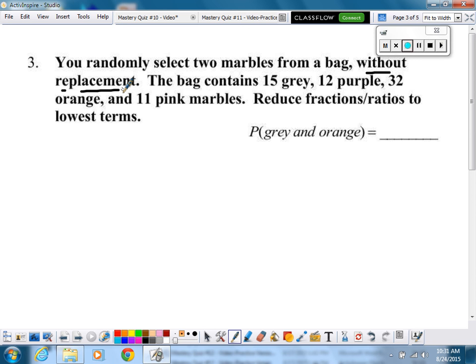In this particular case it's asking what's the chances of pulling a gray marble first and then an orange marble second. Here we're using the word and. We are going to multiply. So I'll take the probability of gray times the probability of getting an orange. Okay.